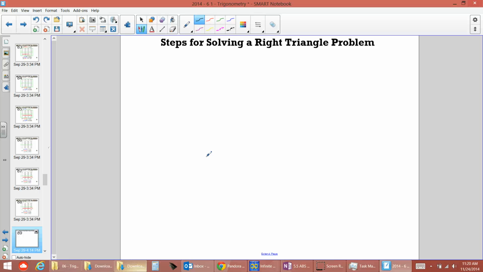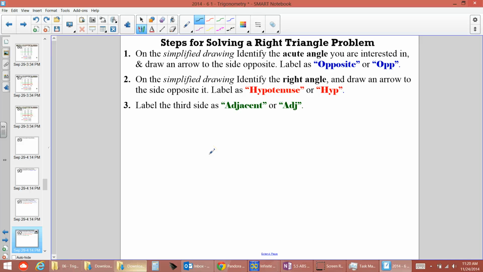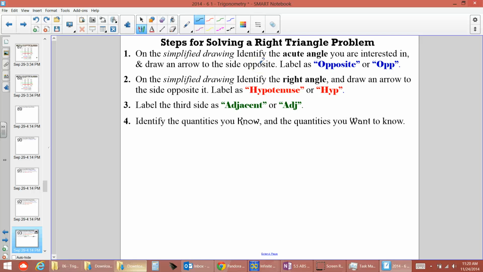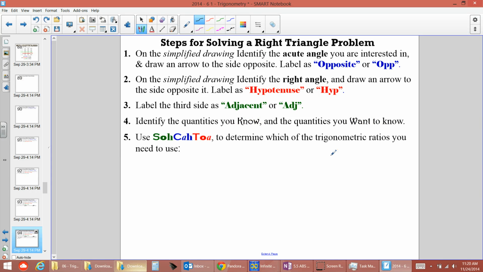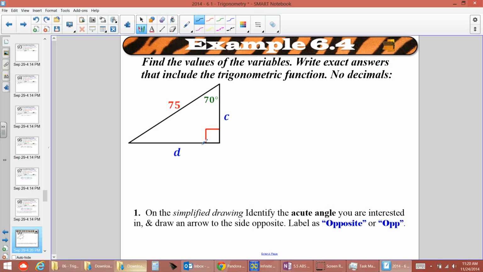Now, if we're looking to solve for missing pieces of a right triangle problem, we're going to go ahead and simplify the drawing. We're going to say, okay, we're dealing with angle whichever, and label it as opposite, hypotenuse, and adjacent. So that's our steps. We're going to simplify the drawing and label it for one of the angles. And then we're going to identify the quantities that we know and the quantities we want to know. And we're going to determine which one to use, SOHCAHTOA, which one of those you need to use to solve for your missing piece. Then you're going to substitute all the known values and solve. I'll show you kind of what that looks like here.